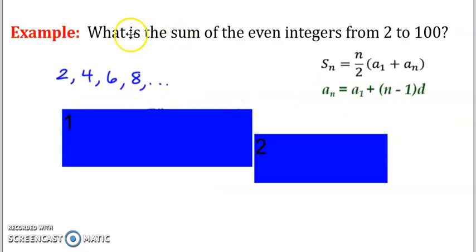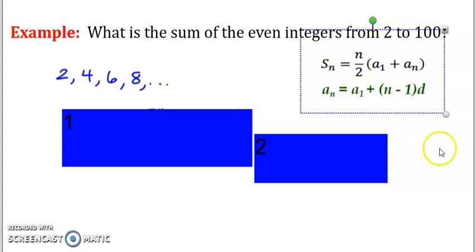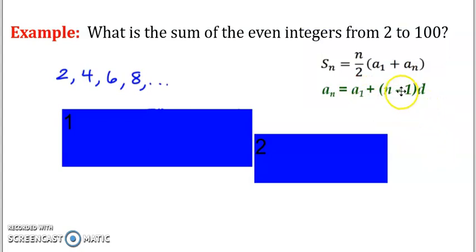All right, what is the sum of even integers, evens, from 2 to 100? So 2, 4, 6, 8, and so on. Off to the side here, I've got our summation formula, and then I also have the formula for arithmetic sequences. We might need this, we might not. I just have it there for reference, and that'll be on every single page where we have problems coming up, just as a heads up.